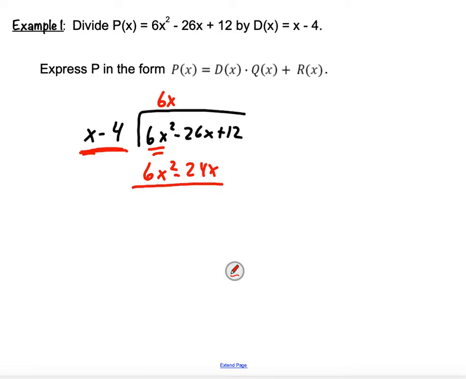Now normally we're supposed to subtract everything off. I like to change the signs and add them together, because if I don't do that, I will forget. I will remember to subtract 6x squared minus 6x squared, but I won't remember to subtract negative 26x minus a negative 24x, and that sign's going to change. So I'm just going to change the signs and then add them together. Adding them together, the 6x squared minus 6x squared is gone. Negative 26x plus 24x gives me a negative 2x. Bring down my term of 12.